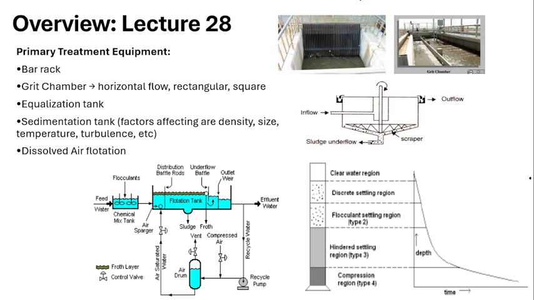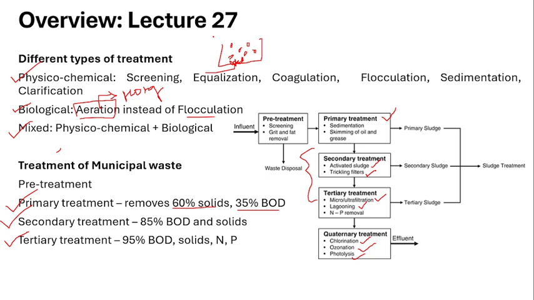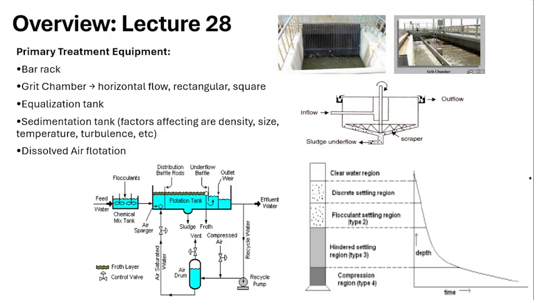So next lecture is about the primary treatment equipment. We know that there are different stages. First is pre-treatment, second is primary treatment, third is secondary treatment, fourth is tertiary treatment, and finally disinfection or quaternary treatment. So in this one, what are the equipments used in this primary treatment is explained in this lecture 28.